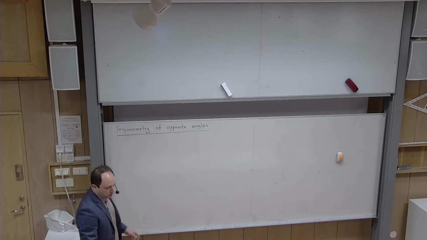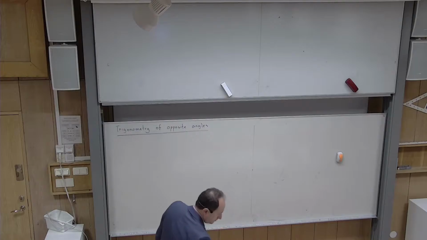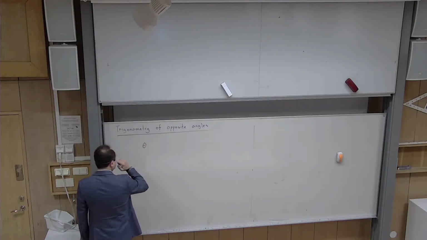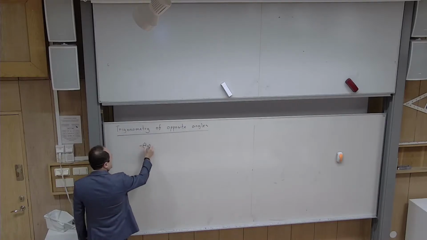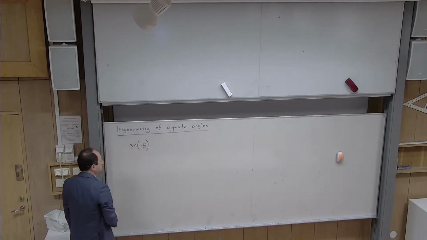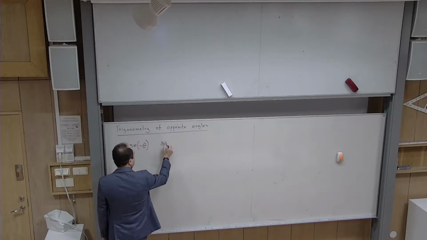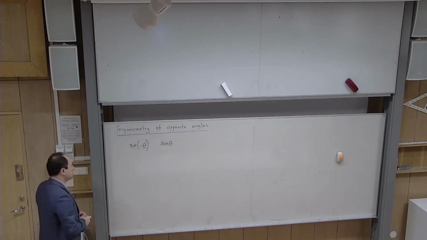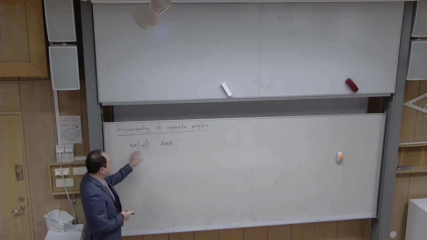Okay, so what do I mean by this? If you have an angle theta, and you multiply it by a negative sign, it becomes the opposite angle. And then you ask how sine of this negative angle is related to the sine of the angle itself. Is there any relation in general that we can discover? This is what we want to answer, okay?